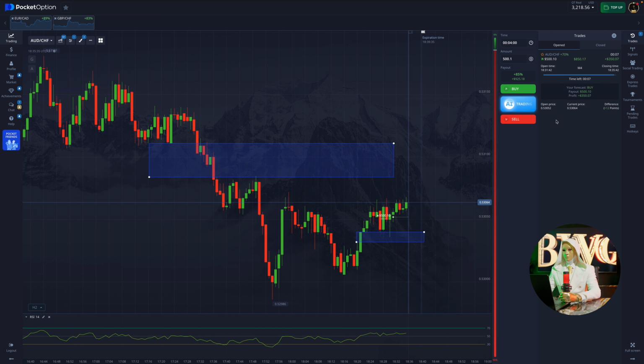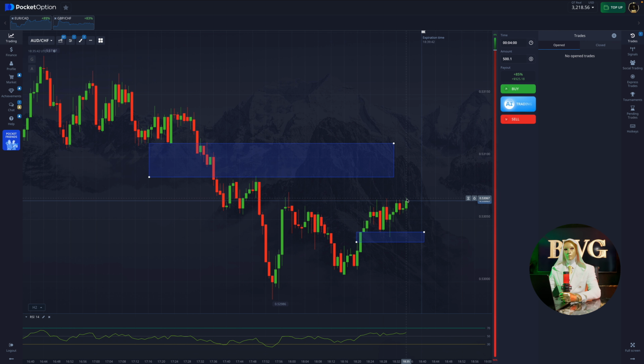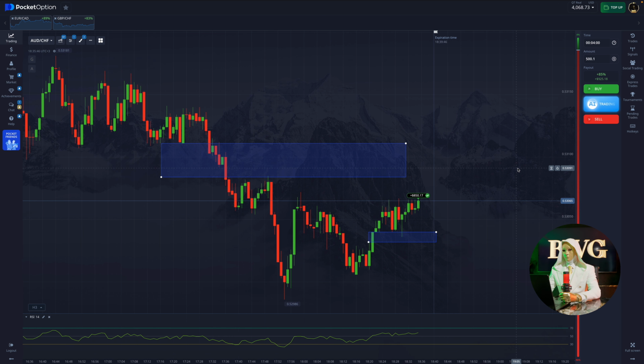We have 10 seconds left. We have a 9 pips lead, which isn't much, but looks solid. 3, 2, 1. Profit. Great, friends. Well, the 4th day of trading in this marathon, we earned $4,000. I think this is a great result.